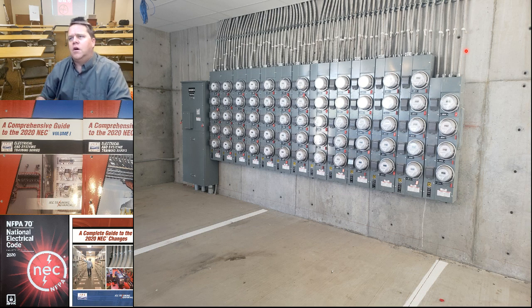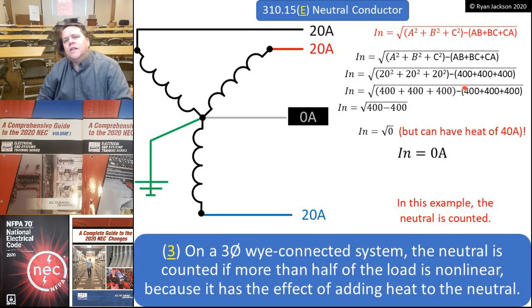So that's where we need to know when I count the current carrying conductor. The last one tells us that on a 3-phase, 4-wire, Y-connected system, the neutral is counted if more than half of the load is nonlinear, because it has the effect of adding heat to the neutral. 20 amps on phase A, 20 amps on phase B, 20 amps on phase C. Now, I write down that the current on the neutral is 0, and that's debatable. Does it really have 0 amps, or does it just have heat?